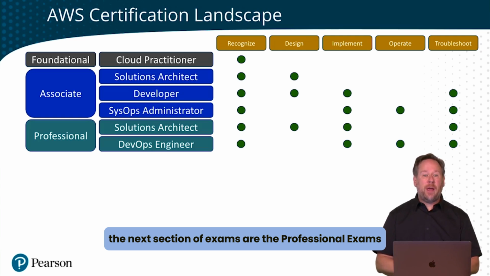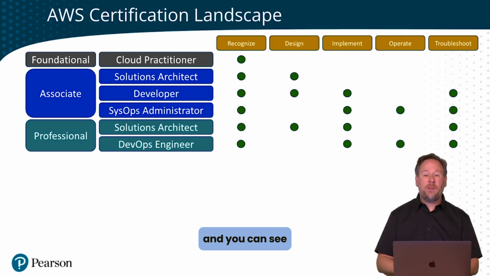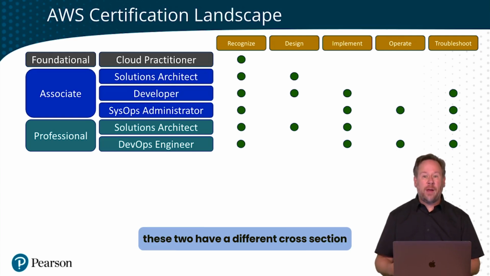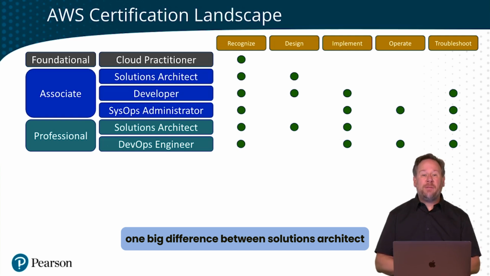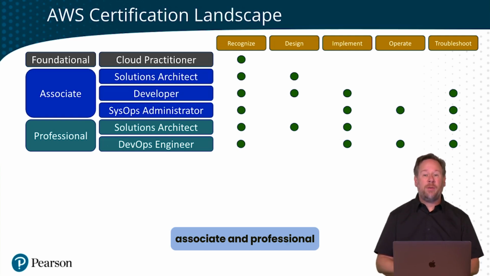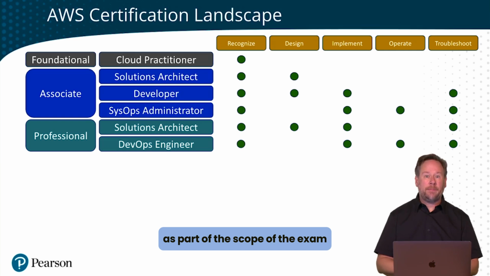The next section of exams are the professional exams, Solutions Architect Pro and DevOps Engineer Pro. And you can see these two have a different cross-section of the action words. One big difference between Solutions Architect associate and professional is that professional still has troubleshooting as part of the scope of the exam. And then for DevOps engineer, it's everything except for design.